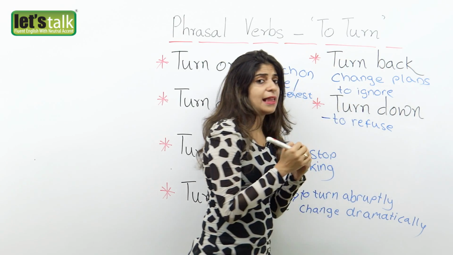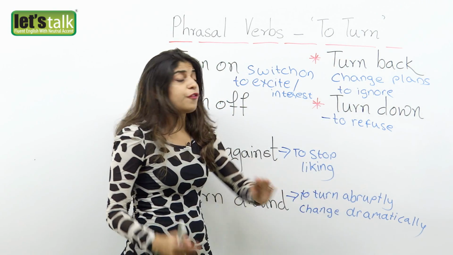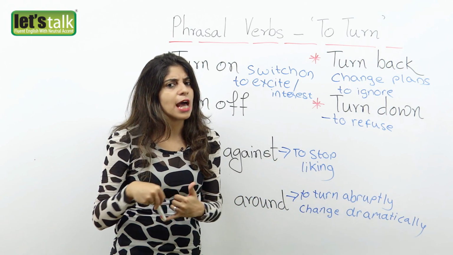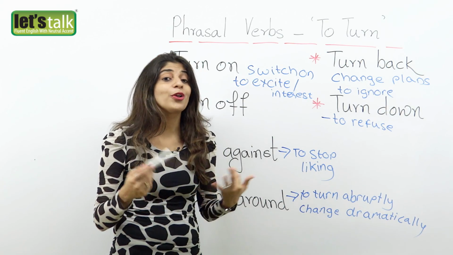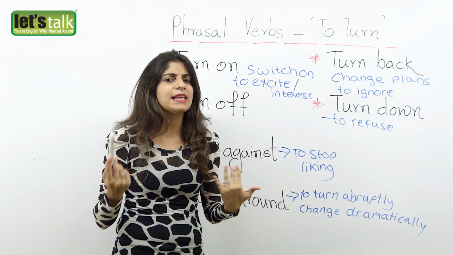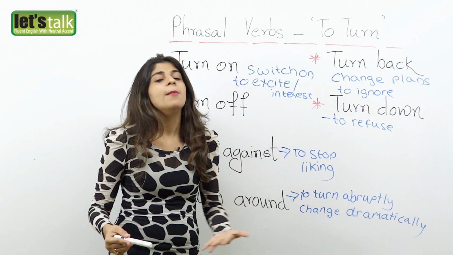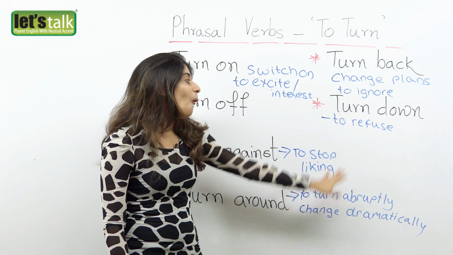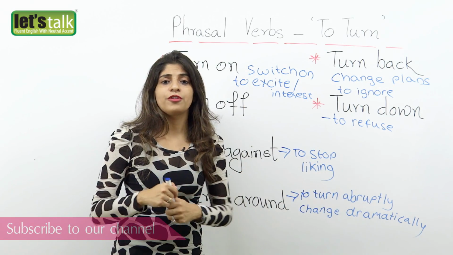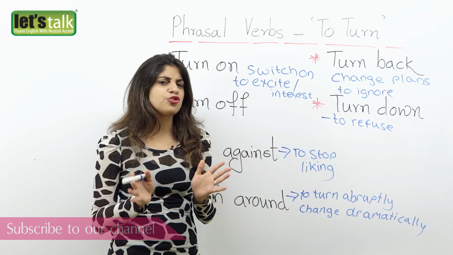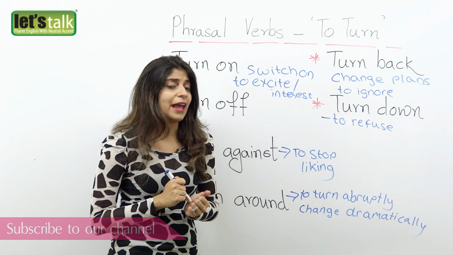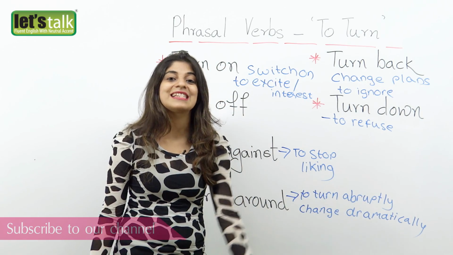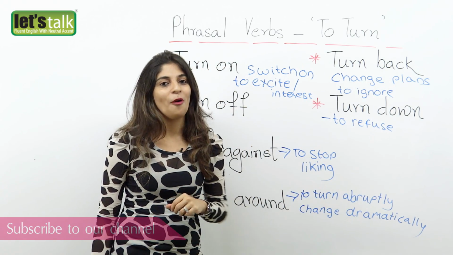So let's understand this better. Now, for example, you can turn down a job offer, you can turn down a business proposal, or you can also turn down someone's invite. So somebody has invited you, but you are so busy that you turn down his invite. Or probably someone has offered you a nice job, but you are not really happy with the pay they're offering. So you turn down the job offer. So this means that you refuse the job offer.